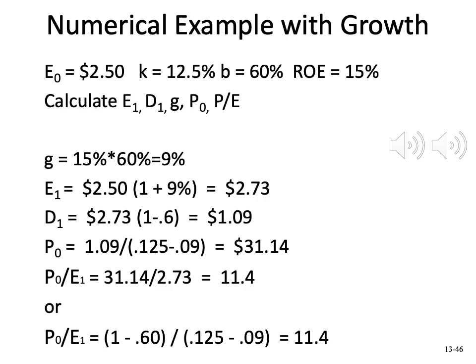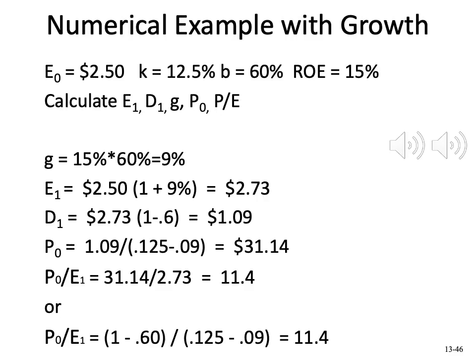$2.73. D1 is going to be $2.73, E1, times 1 minus the 60% plowback ratio, so 40% will be the dividend payout ratio. D1 equals $1.09. According to the constant growth model, P0 will be D1 divided by K minus G. So you plug in all the numbers we calculated. You calculate the stock price, $31.14. Now we can calculate the PE ratio, which is price divided by earnings, 11.4 times.